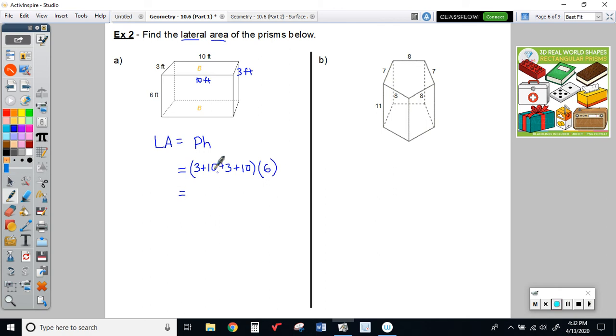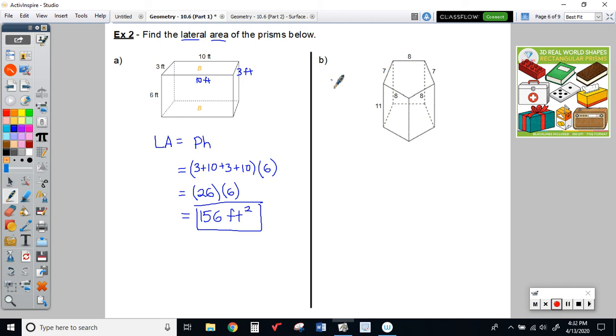So from there, 3 plus 10 plus 3 plus 10 would be 26. So 26 times 6 should give us our answer. So this one would have a lateral area, not including the bases, of 156 feet squared. Don't forget your units. It's area, so we're multiplying feet. This is 26 feet times 6 feet. So it's feet times feet. That's where the feet squared comes from.